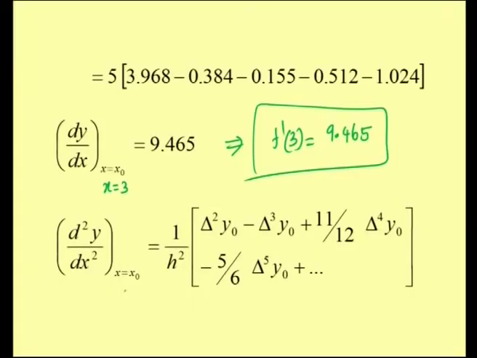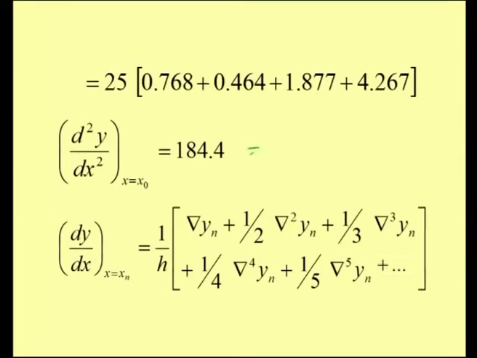Okay. And similarly, d square y by dx square at x is equal to 3 is we have the direct formula 1 by h square del square y naught minus del cube y naught plus 11 by 12 del power 4 y naught minus 5 by 6 del power 5 y naught. Just substitute the values, we get f double dash of 3 is equal to 184.4.